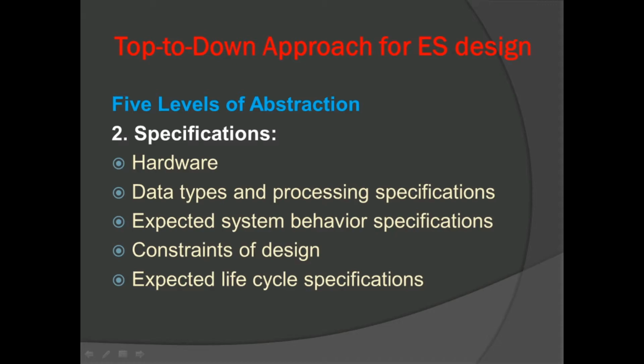Then expected life cycle specifications. We have to understand what is the expected life cycle of a particular device. Are we going to use it for 1 month, 1 year, or its lifetime? What should be the expected lifetime of a device? That should be considered at the second stage of abstraction called specifications.